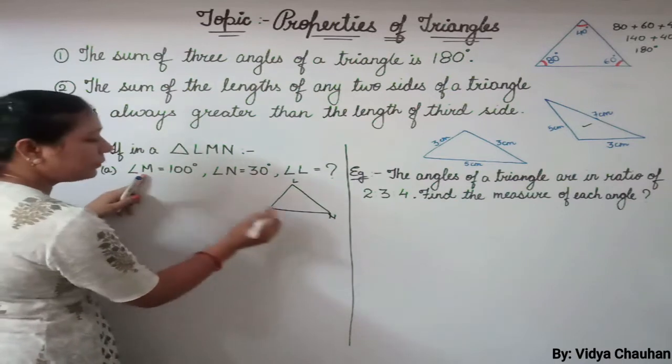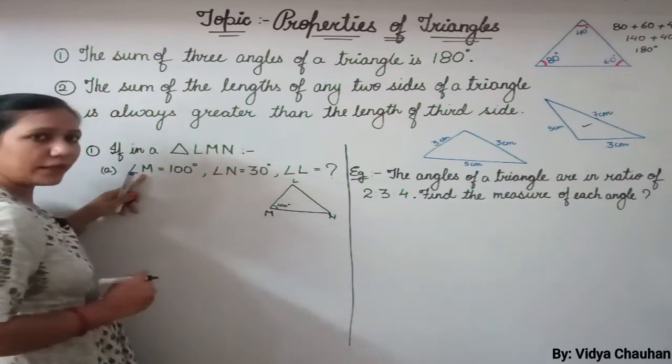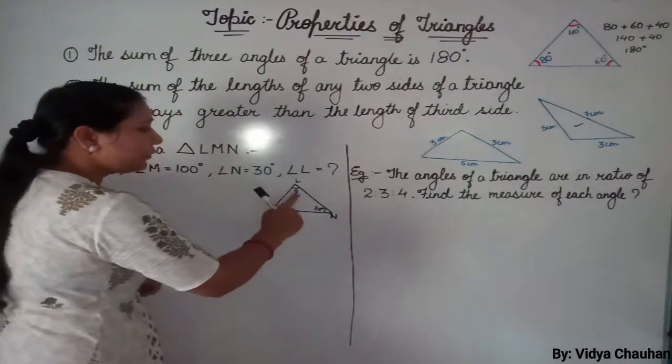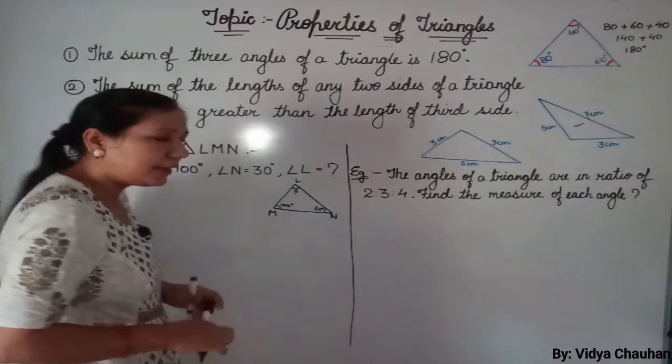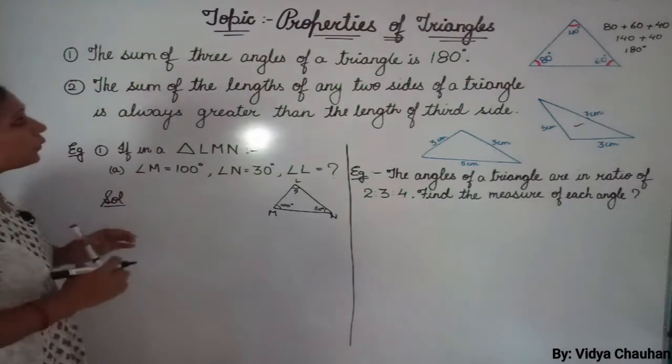What is angle M given as? Angle M, the value is 100 degrees. Next, angle N is 30 degrees, and what you have to find is the value of angle L. Now let us start the solution, and what will we use?